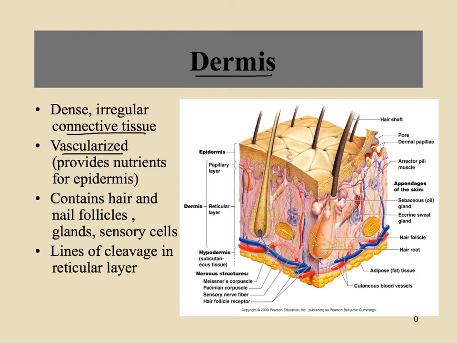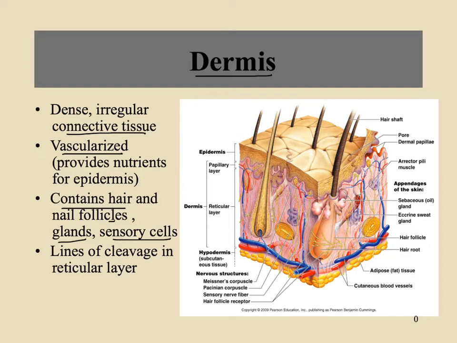So as you move further down the dermis, you're going to find more and more blood vessels, larger blood vessels. That's why you can cut yourself sometimes very superficially and have no blood happening, because you've just cut yourself in the epidermis, but a deeper cut can bleed quite profusely. In the dermis, we have these accessory structures that we'll talk about a little bit later. Hair and nail follicles, the various glands, the various sensory cells.